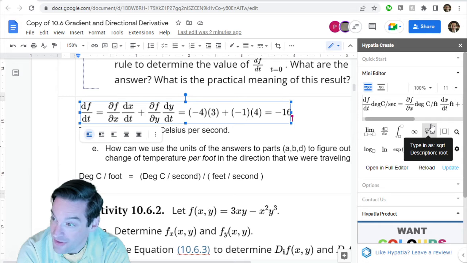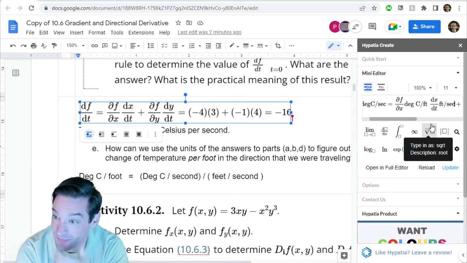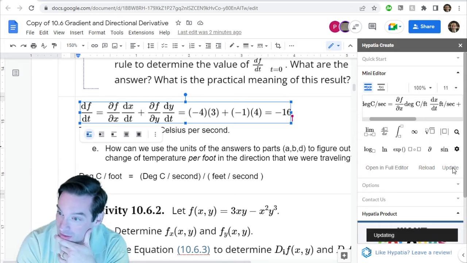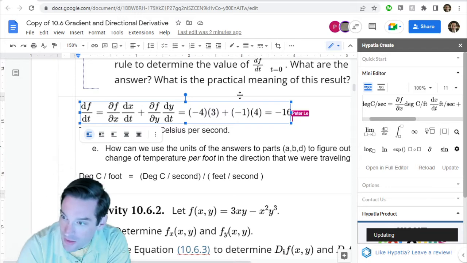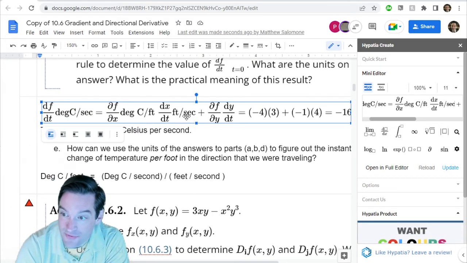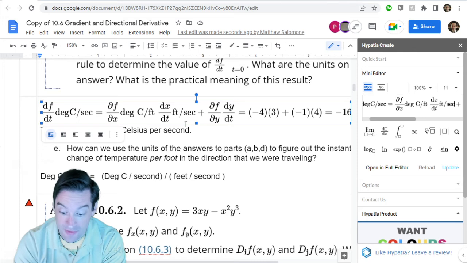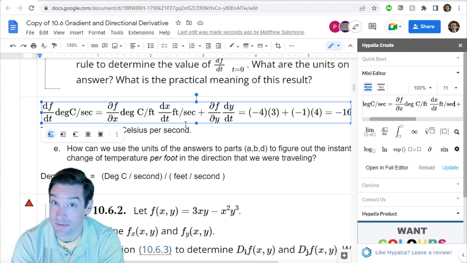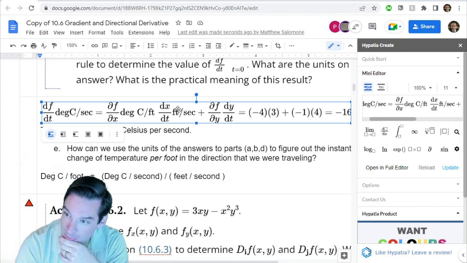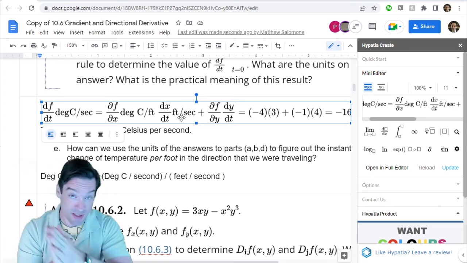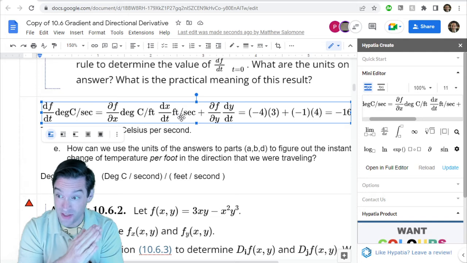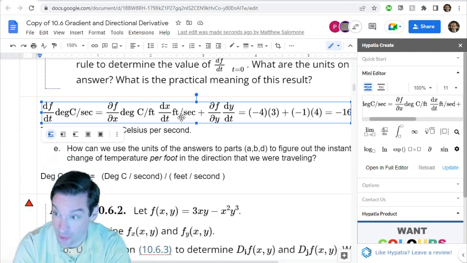The numerator is feet, the denominator is seconds. So I guess what I'm trying to get at here is that if we're looking for something that has units of feet per second, we should be looking at the velocities of our parametric curve. The problem is that dx/dt only tells us the velocity in the east-west direction. dy/dt would only tell us the velocity in the north-south direction.